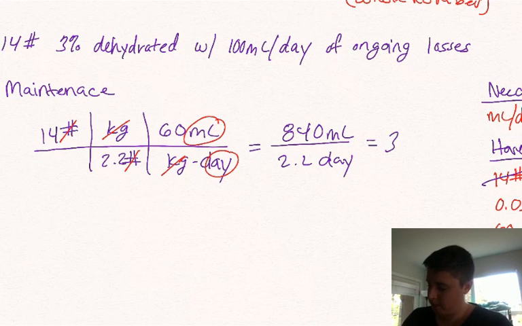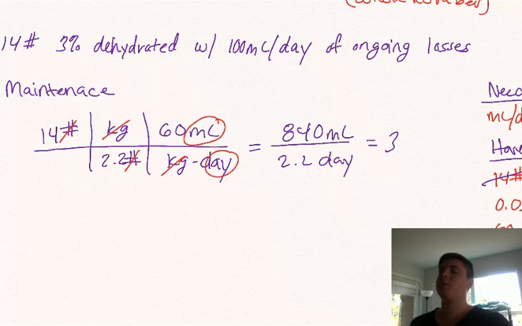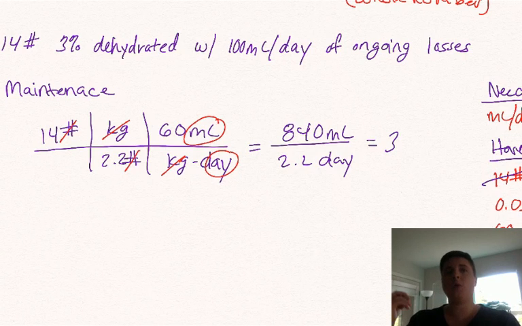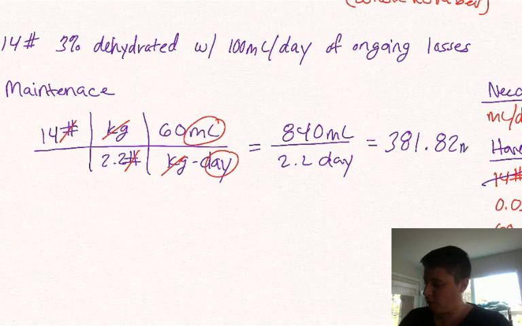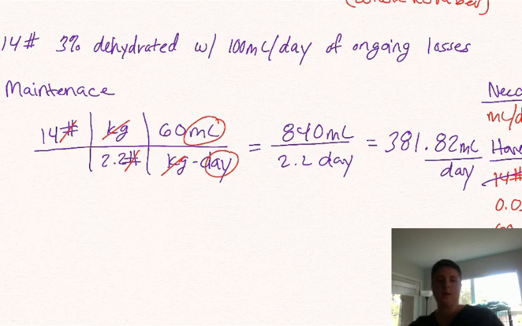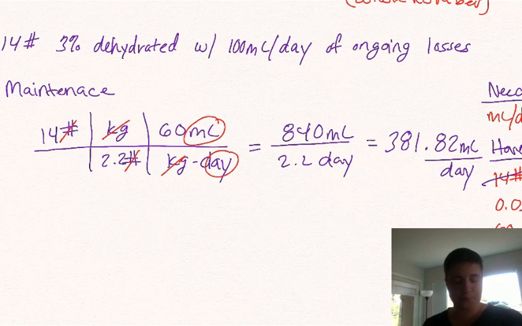381.82 mils per day. Okay, yeah, and I would keep a few decimal points until you get to your pump rate at the end. Because remember, the more you round in the beginning, the less accurate your number is. So for now, go ahead and just keep some of those decimal points. Because it was 381.8181 repeating, so 381.82 milliliters per day. Don't forget your unit.